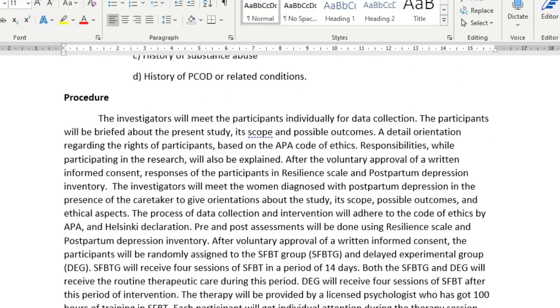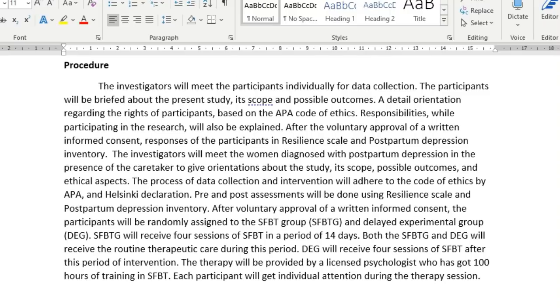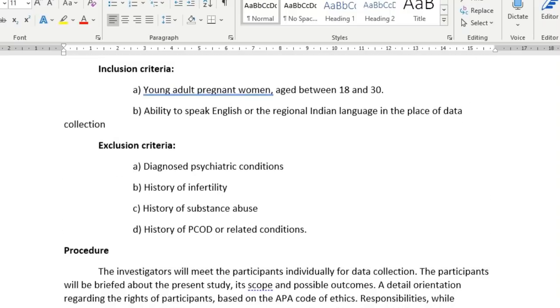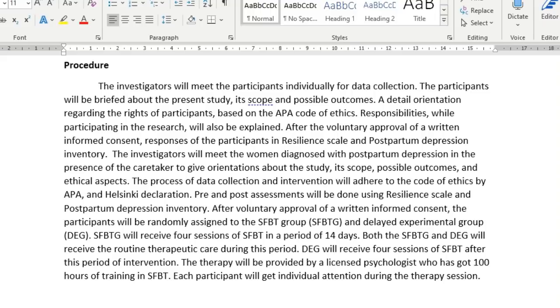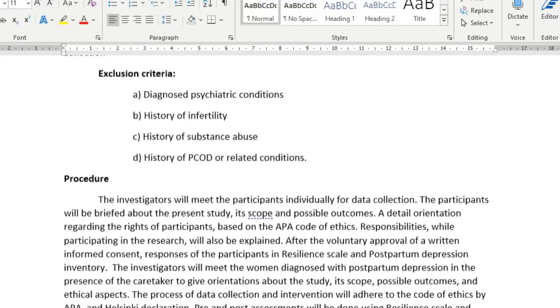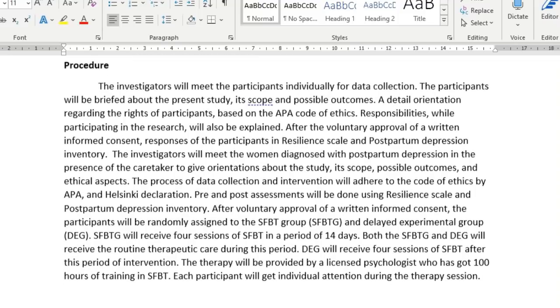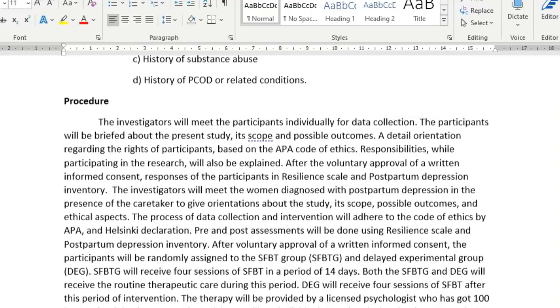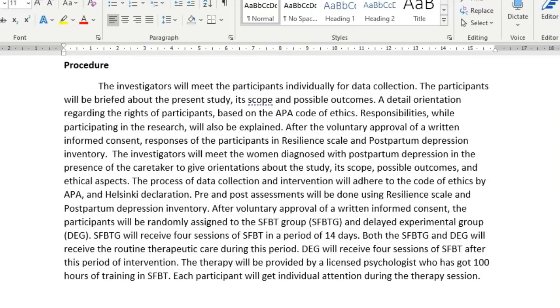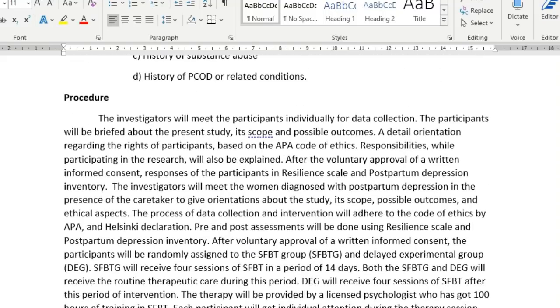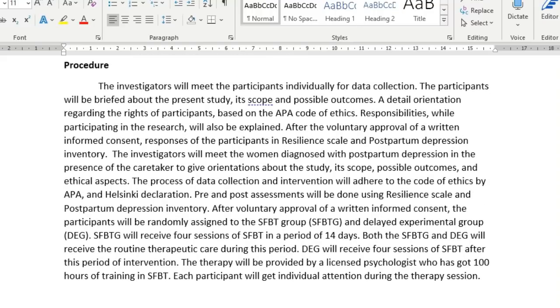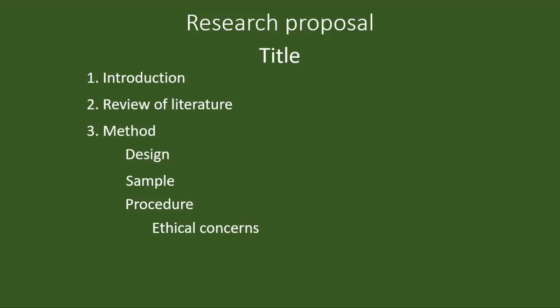Here we need a detailed description of the way we are going to collect data, how we are planning to approach the participants, how we are planning to maintain our ethical concerns, how we are going to introduce the research to the participants, how we are randomly assigning the participants, where the venue of the study is, how the clinical trial is going to happen, and so on. For instance, the present research is done among postpartum depression patients. So I need the assistance of a clinical psychologist. I have to mention that, etc., etc.